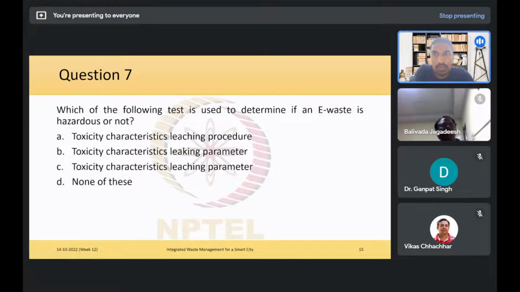Okay, so question 7 is, which of the following test is used to determine if an e-waste is hazardous or not? The options are toxicity characteristics leaching procedure, toxicity characteristics leaking parameter, toxicity characteristics leaching parameter. Option D is none of these. You have one answer, option A.